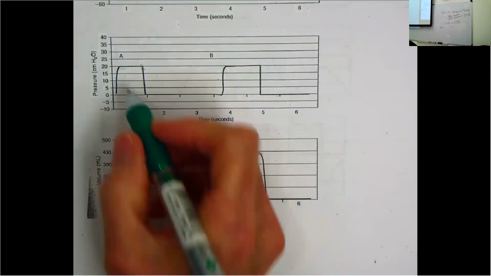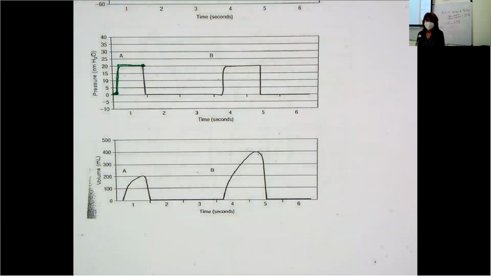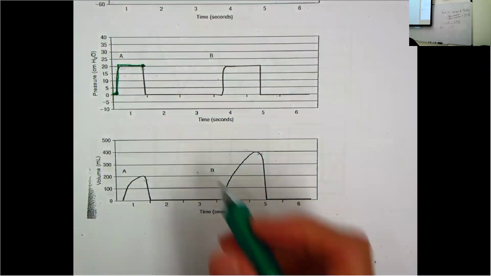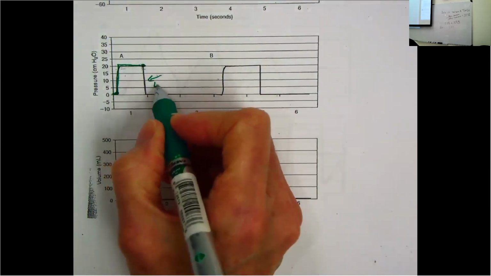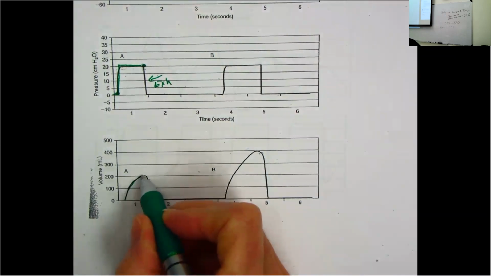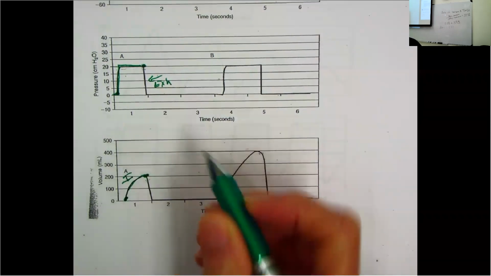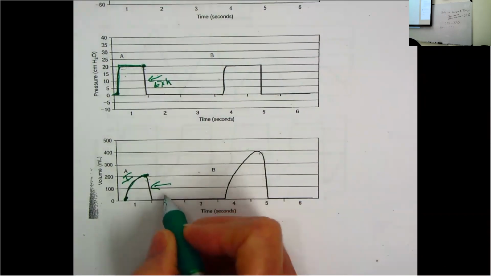All right, so inspiration starts here and goes to here. So that's all inspiration. And then when the line drops back down, that's exhalation. And then at the bottom, as the volume goes in, that's all inspiration. And then when the line goes back down, that's exhalation.